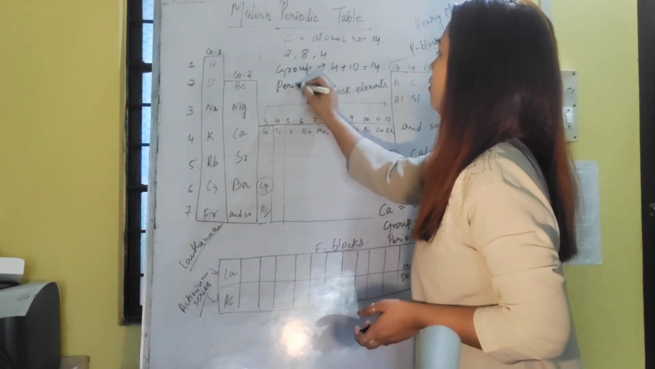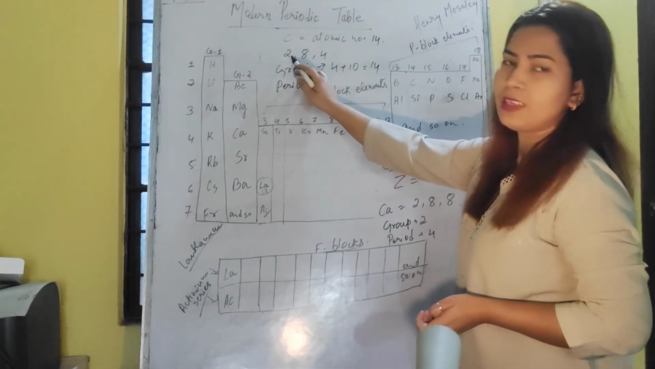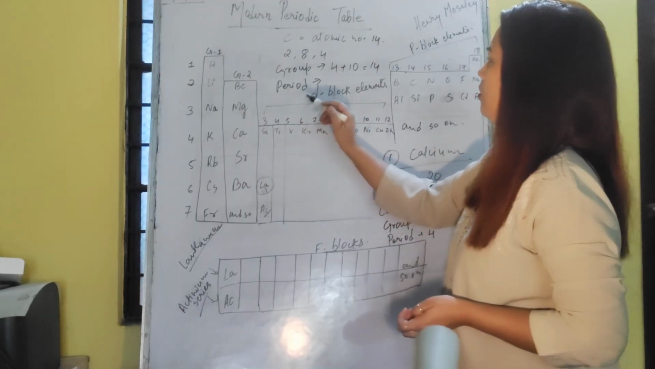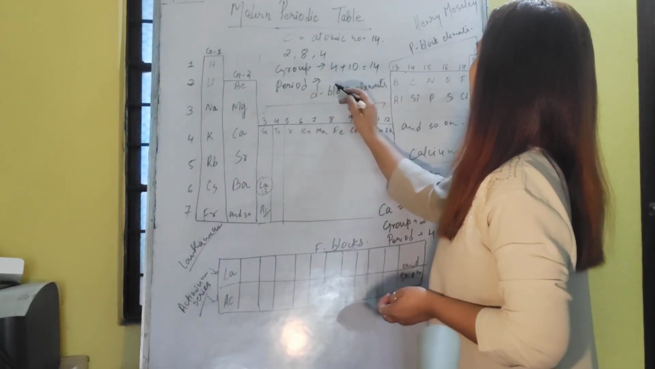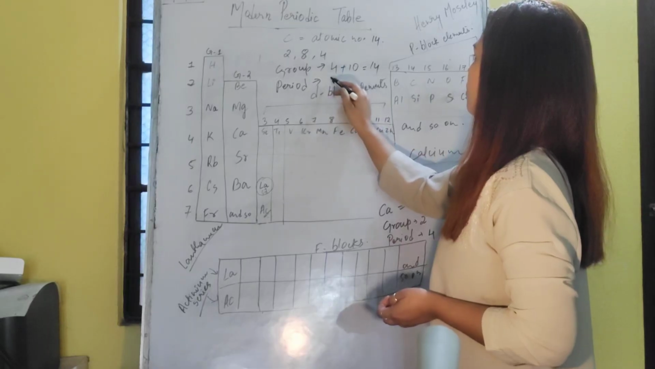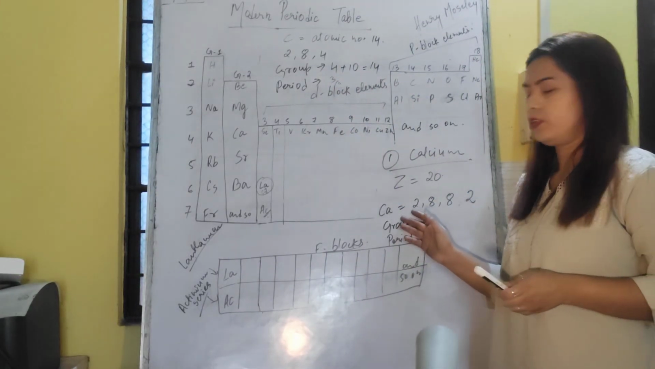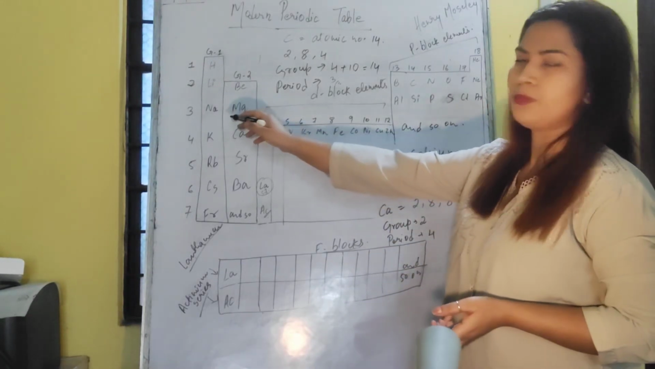Similarly, what will be the period? How many shells are there? 1, 2, 3. 3 shells are there. So it is present in period 3. In this manner we can find out the groups and periods of any element. Let me give you one more example.